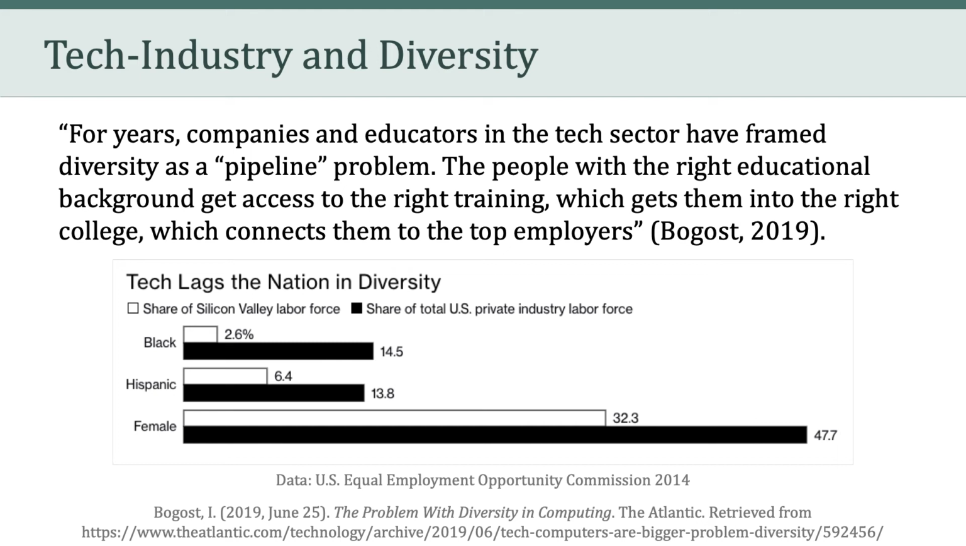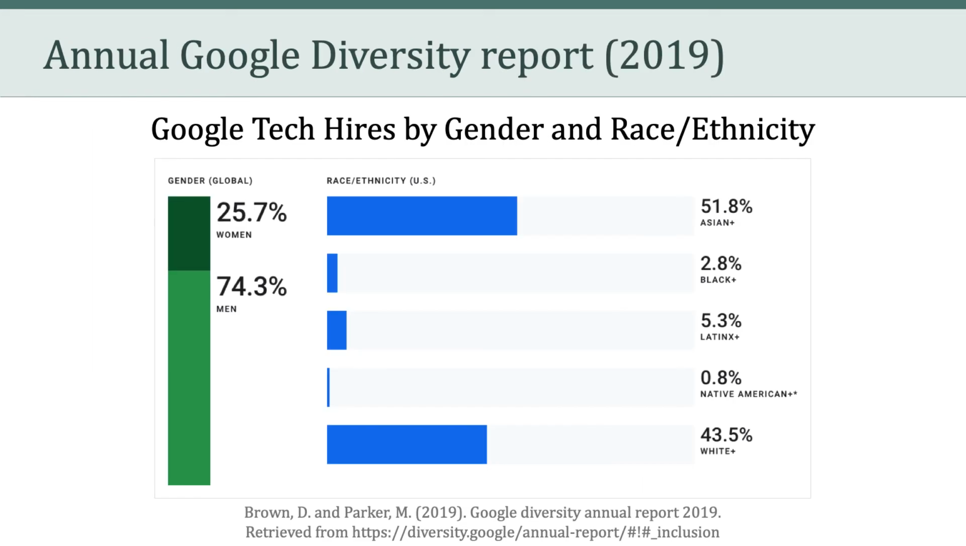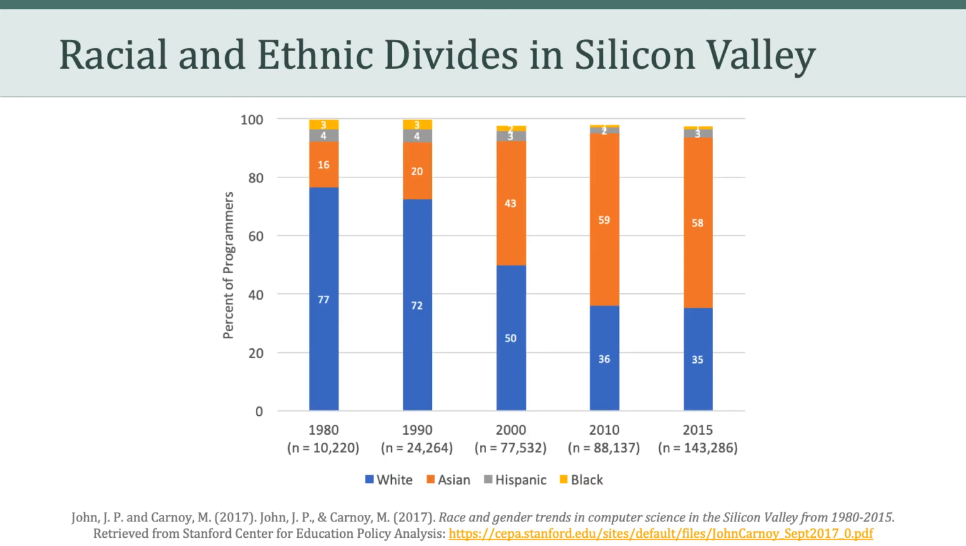In the graphic here, we can see the relationship between technology diversity and national diversity. And relatedly, here's the 2019 Google Diversity Report. This report talks about who they're hiring. 75% of the people hired in the 2019 report were men, and almost 52% were Asian, and 43.5% were white. Just like with the Harvard admissions, and just like who's scoring well on the SAT, we're seeing that the people being hired in these lucrative technology jobs that are really having a tremendous impact on society are the same people. Here's a broader look at the racial and ethnic divides in Silicon Valley.